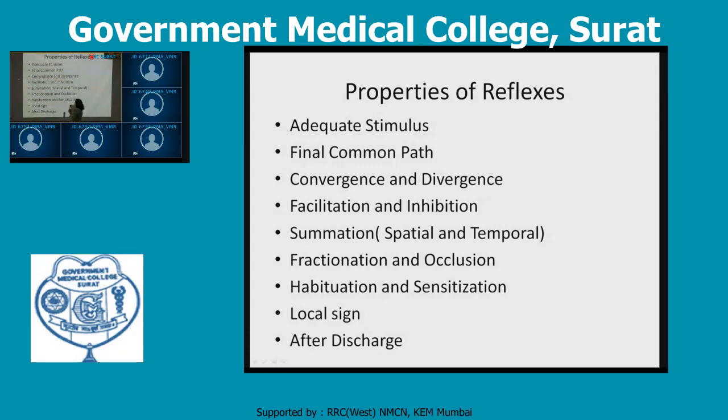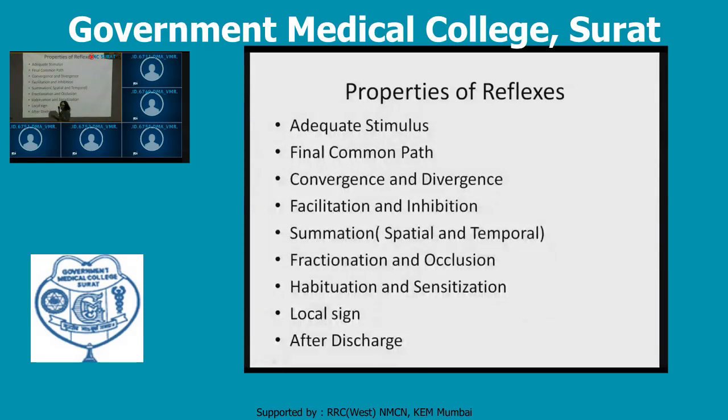That is again another property of the reflex activity, that is the fractionation and occlusion. Fractionation means if a strong stimulus is applied, the effect generated is not that strong. That means there occurs a division. It is not that one stimulus applied will go to a single motor neuron. It goes to multiple motor neurons.